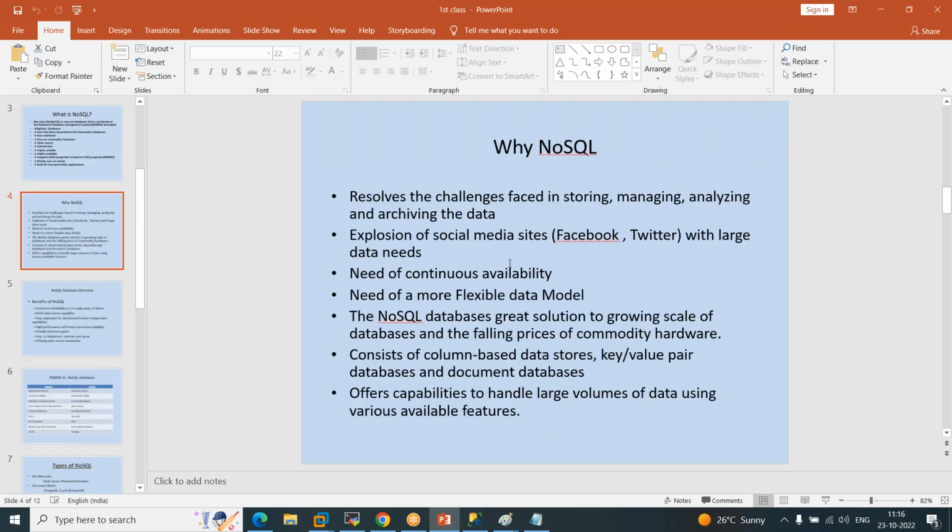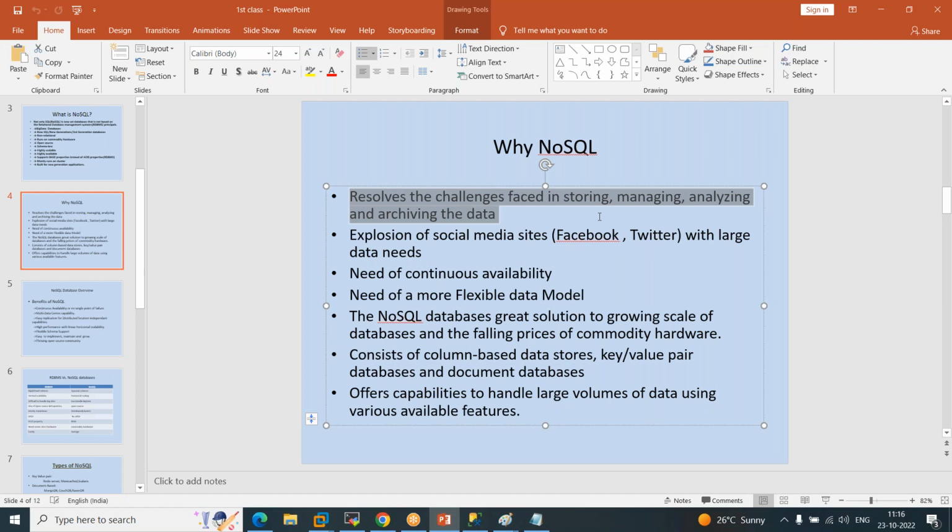Why do we need to use NoSQL? I justified it, but anyway, it resolves the challenges faced in storing, managing, analyzing, and archiving of the data. Storing: you can store the data in all formats, structured, semi-structured, unstructured. Managing: large data you cannot manage in a single system, where single point of failure, scalability, availability are all missing. Then analyzing and archiving the data.